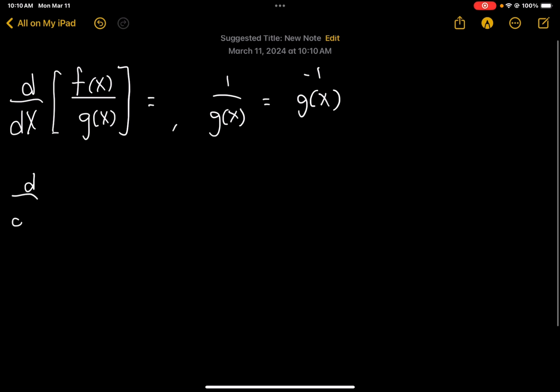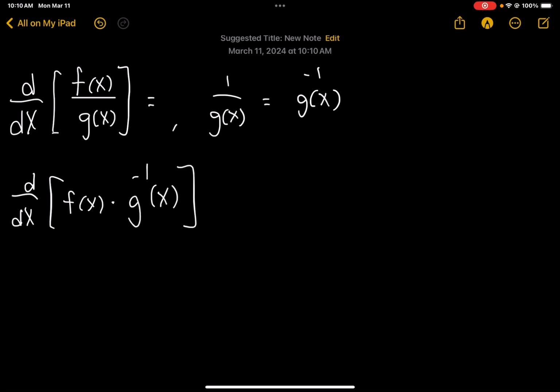So the derivative of, so now it's going to be f of x times g of x to the negative 1 power. And now we can use the product rule. So we can label this f and this g. So that's g f prime plus f g prime.